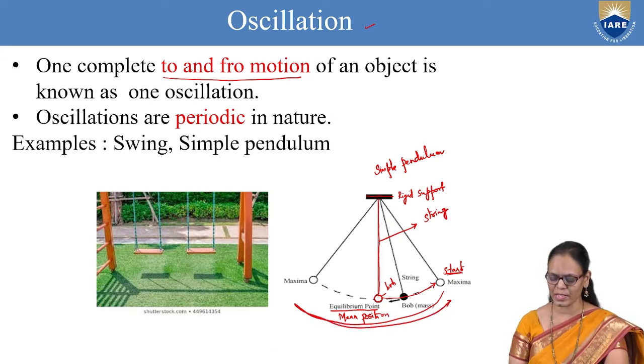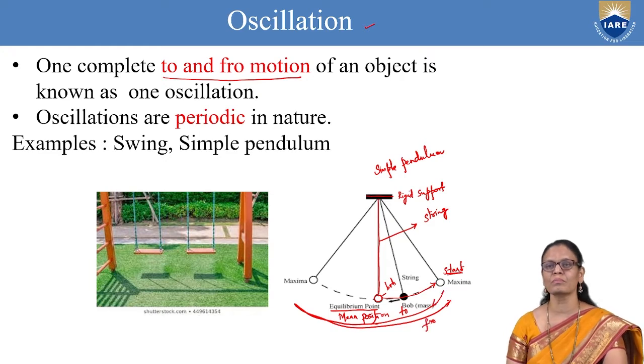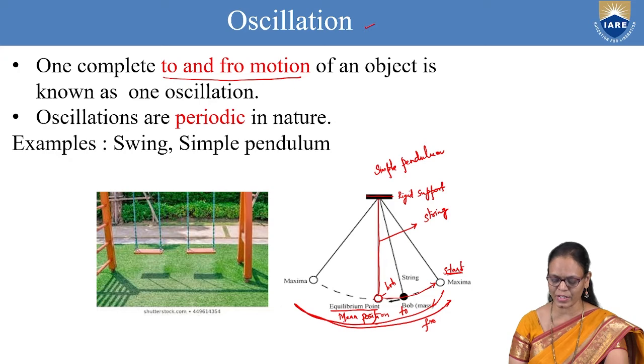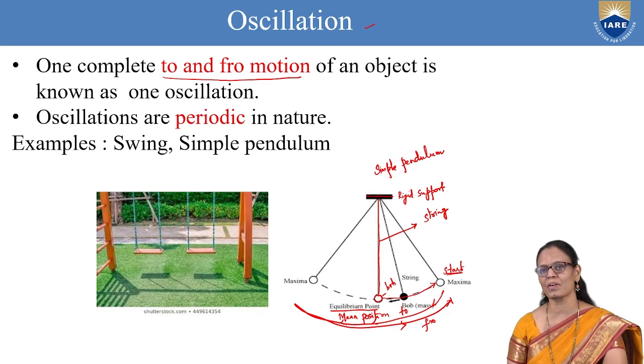So it will go in this direction first and again come back here. So I will call this as to and fro. This is one to and fro motion. So it is going in this direction and again coming back to the same point. So this is one complete oscillation.